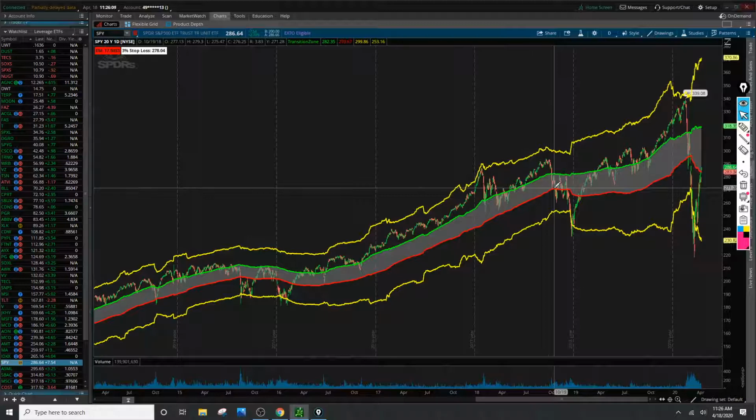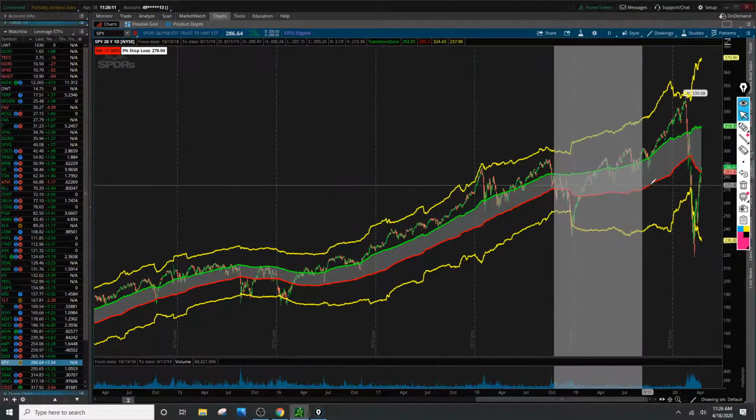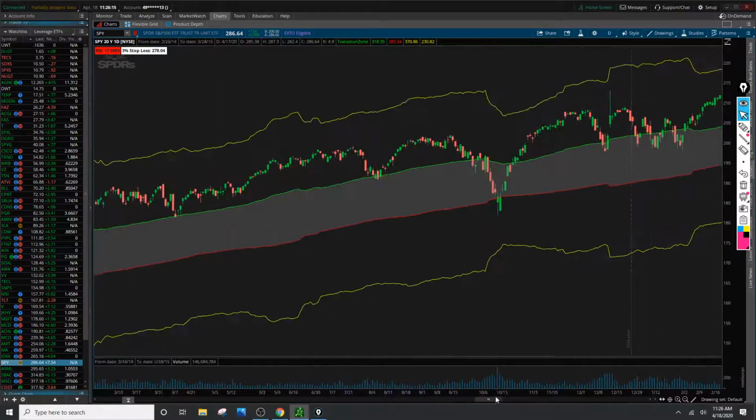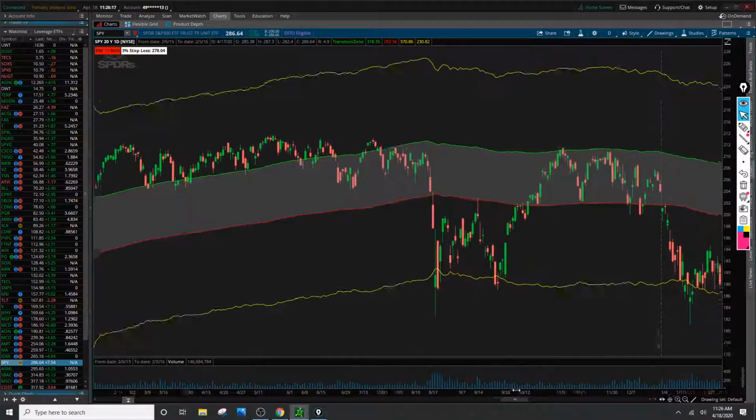Now inside these two bands here, let's see if I can get a good example. Inside these two bands, let's see. There's a great example.